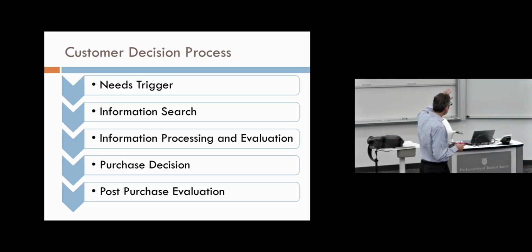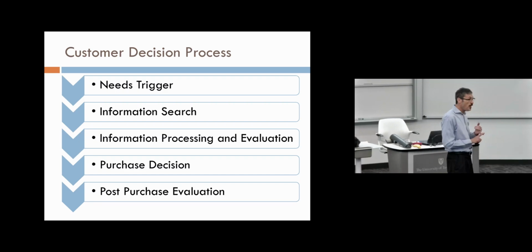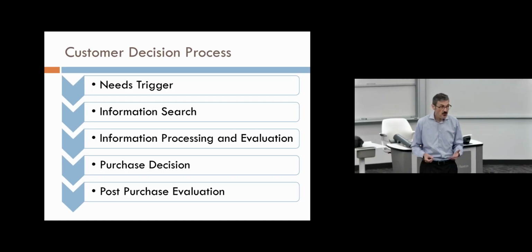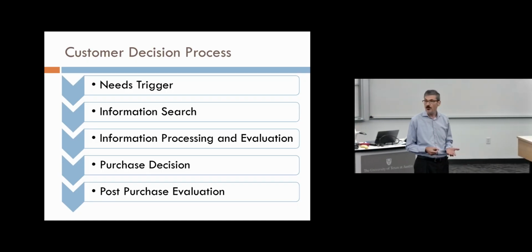So we start off by thinking about what are those needs, when do they happen, and taking advantage of them, or we can do some things to try and influence them. And then after the need is triggered, we know that consumers then search for information.